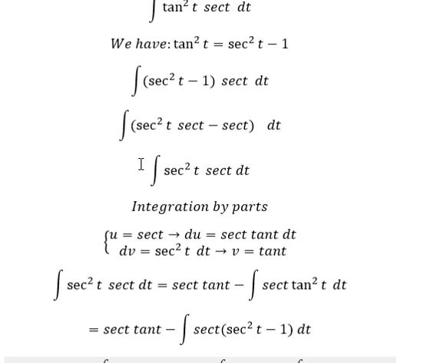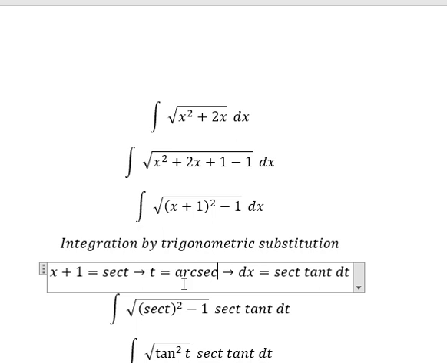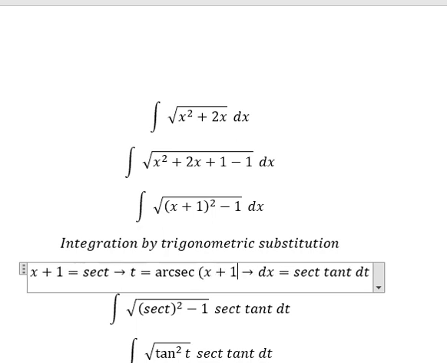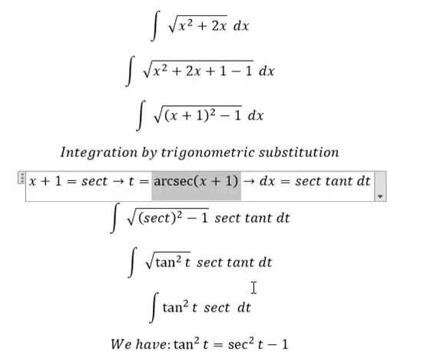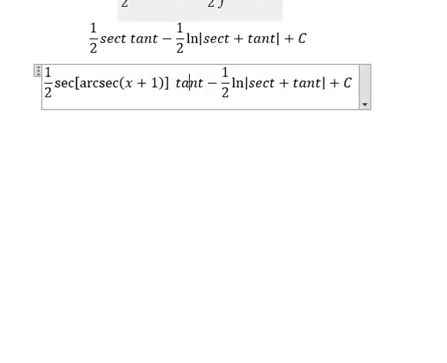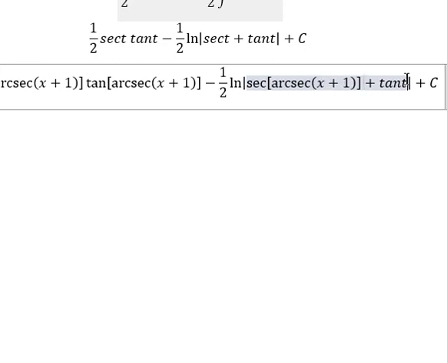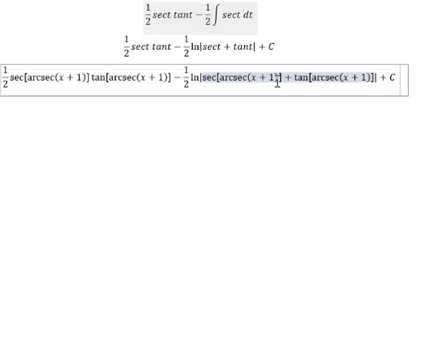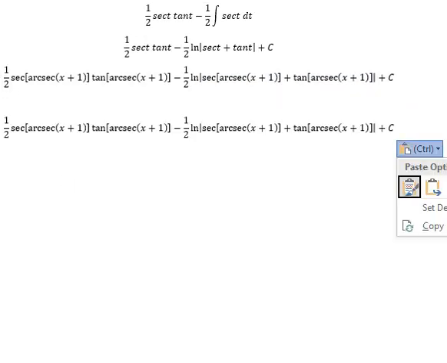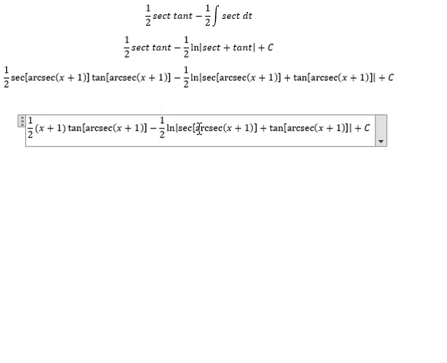About t, that is this one, and we got t equal to arcsecant of s plus number 1. So secant with arcsecant, that is s plus number 1. Similar for this one.